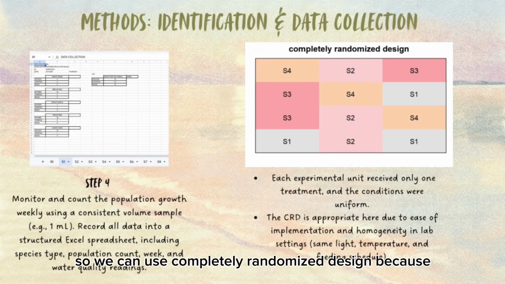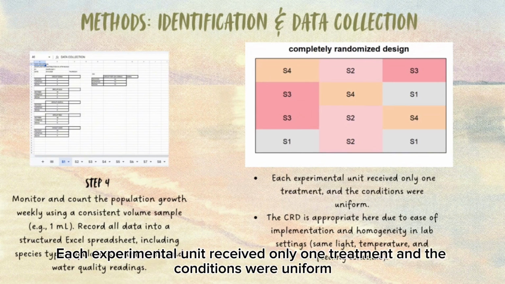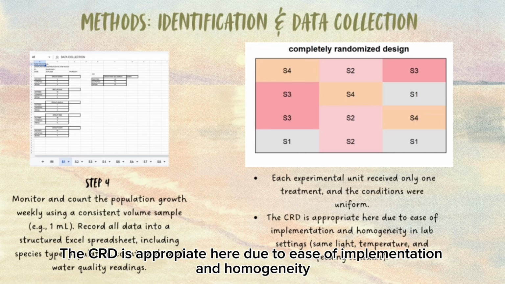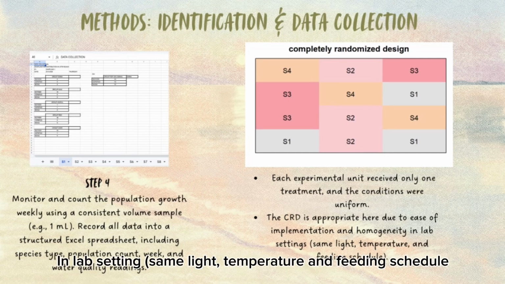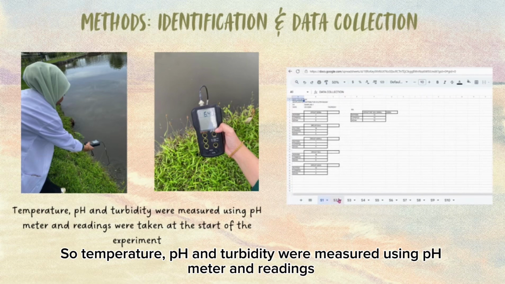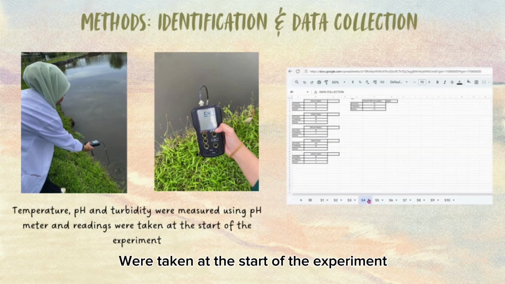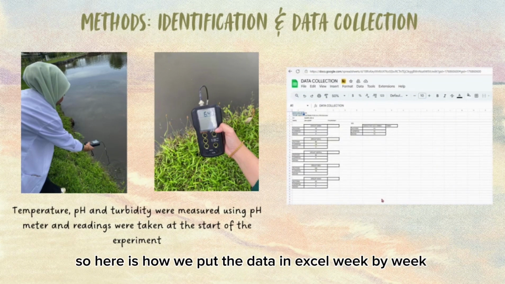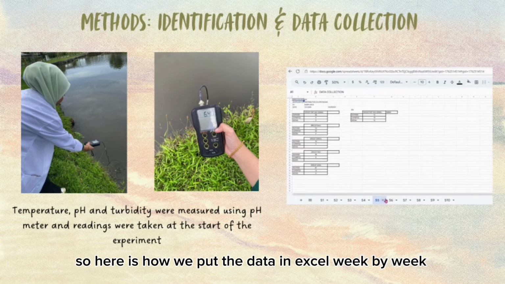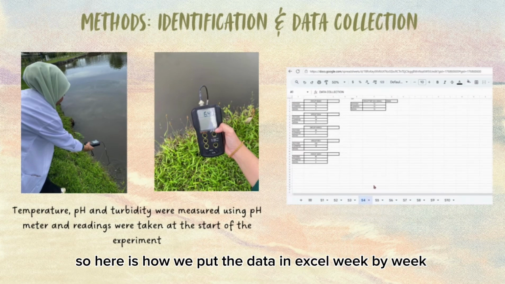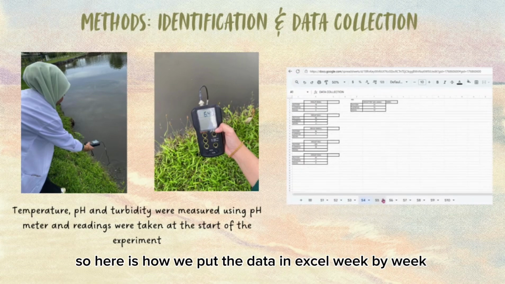So, we use a completely randomized design because each experimental unit received only one treatment and the conditions were uniform. The CRD is appropriate here due to ease of implementation and homogeneity in the lab setting, such as temperature and feeding schedule. Temperature, pH, and turbidity were measured using a pH meter and readings were taken at the start of the experiment. So here is how we put the data in Excel. It's week by week.